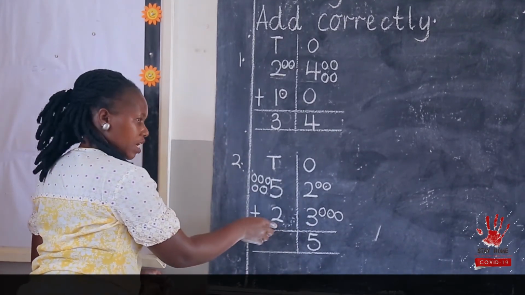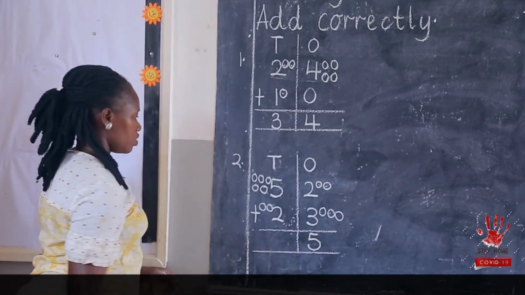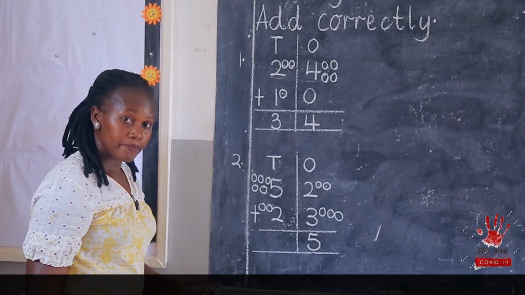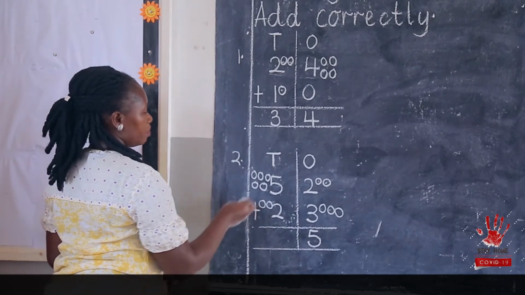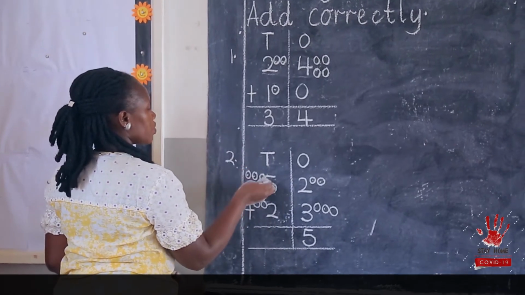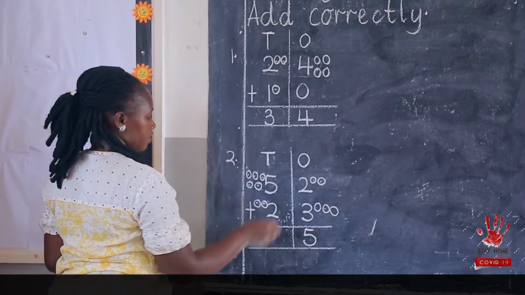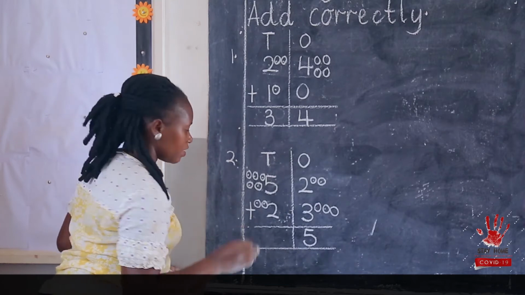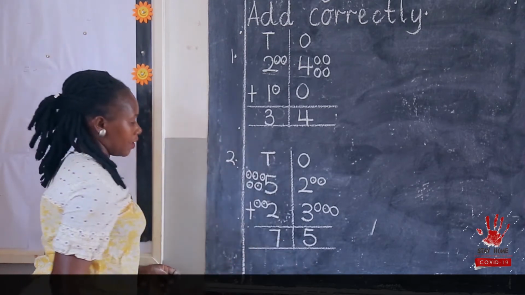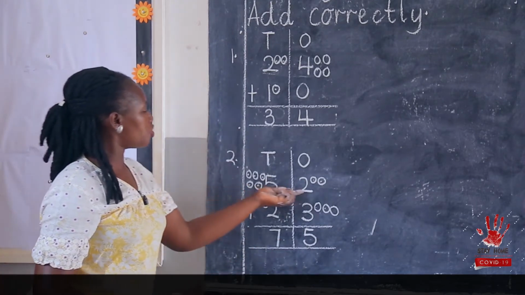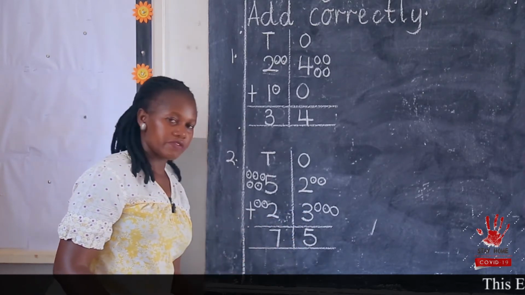Then we go to the other number. How many balls? 2 balls. 1, 2. From there we count all the balls we've drawn for tens. 1, 2, 3, 4, 5, 6, 7. That means our answer is 7. So in the same line with the other numbers, I write 7 like that. That means when I add 52 plus 23, my answer becomes 75.